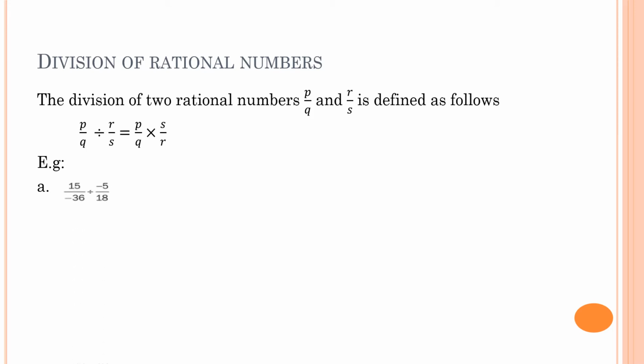Let us take an example, that is 15 by minus 36 divided by minus 5 by 18. I will take the reciprocal of the divisor, that is minus 5 by 18, and put a multiplication sign between these two rational numbers. So it will be 15 by minus 36 into 18 by minus 5. I will divide 18 and 36. Similarly, I divide 5 and 15. So the answer will be 3 into 1 in the numerator, and in the denominator it will be minus 2 into minus 1. So the answer will be 3 by 2. I can convert this into a mixed fraction, that is 1 1 by 2.